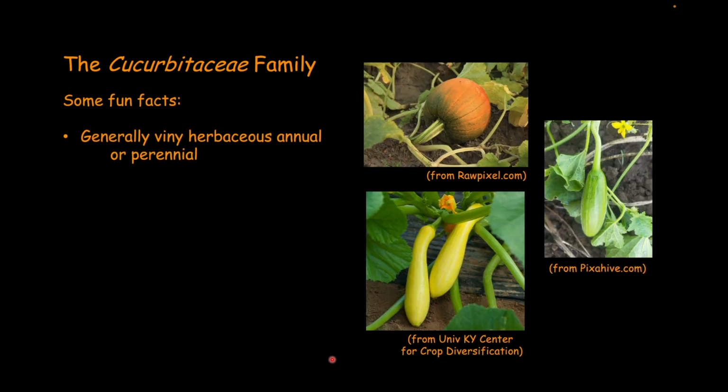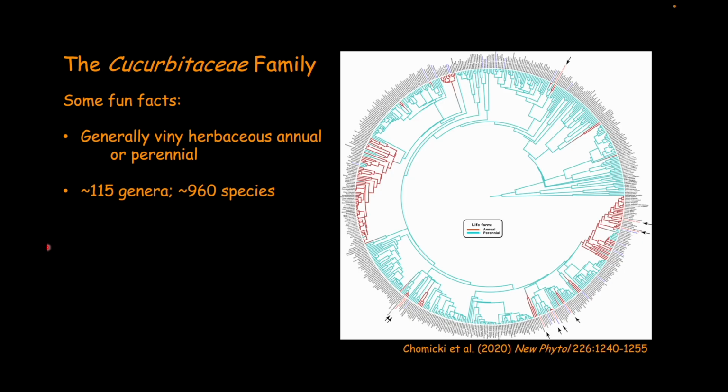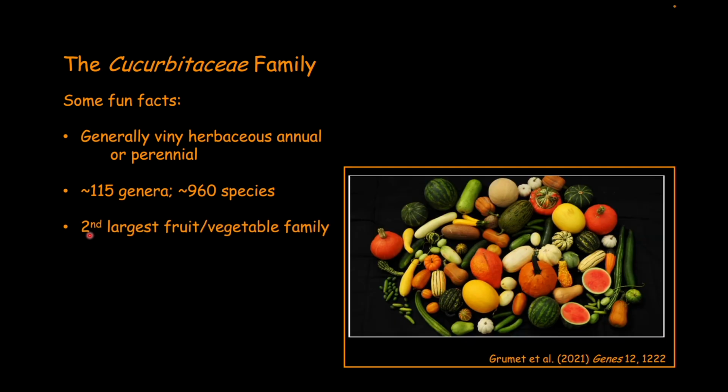So the Cucurbitaceae family, some fun facts: it's generally a viney herbaceous annual, sometimes a perennial. You see some familiar looking plants over here on the right. There are 115 genera in this family and 960 species, so it's a very broad, diverse family of plants. It forms the second largest fruit and vegetable family.